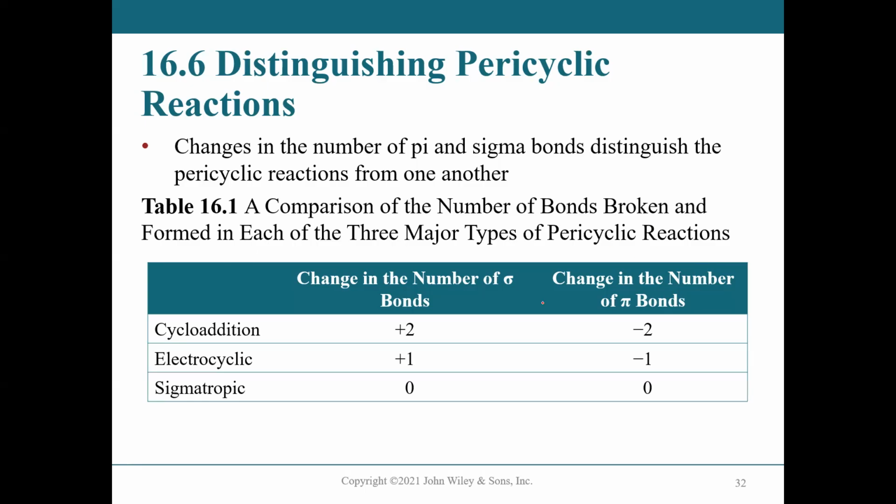Again, I'll just give you an example here. So with this one, if this is coming here like this, how many sigma bonds did we add? Well, we added a sigma bond here and we added a sigma bond here, right? And we added one pi bond here. Well, how many pi bonds did we lose? Well, we lost this pi bond here.